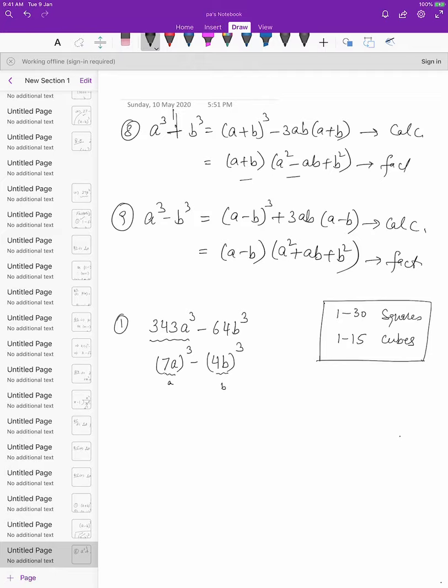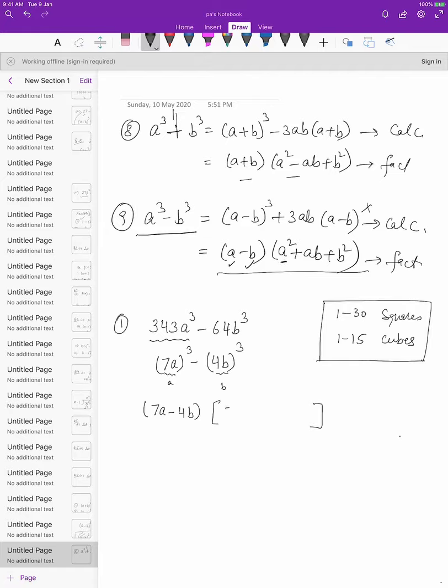Let us concentrate on this identity a cube minus b cube. We are not going to use the first part of this because that is used for calculation purposes. The second one we use for factorization. So I would like to write it in two brackets. In the first bracket I will write a minus b. What is your a? 7a, and b is 4b. So 7a minus 4b.